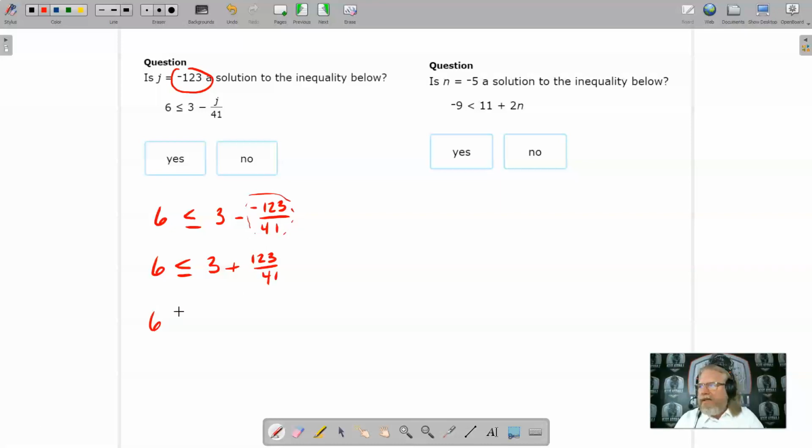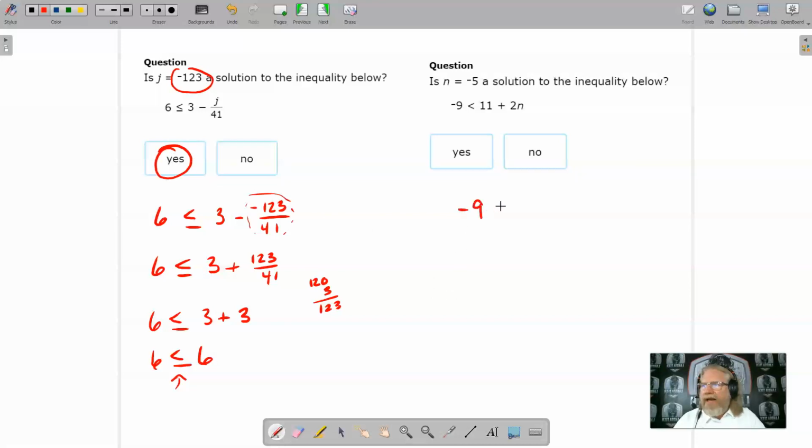Now I've got 6 less than or equal to 3 plus, and 123 divided by 41 is going to be roughly about, I think that's 3. Yeah, it is 3. Because 3 times 40 is 120, and 3 times 1 is 3, together they're 123. So that's my mental math there. And so I end up with 6 less than or equal to 6. So I do have the equal portion, right? So equal is fair. It can work. So it turns out that, yes, that indeed is a solution. J equaling 123 is a solution.